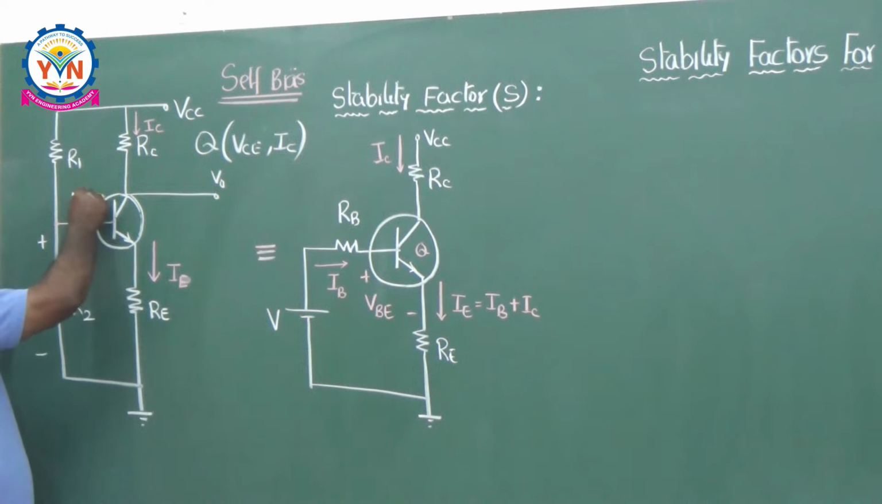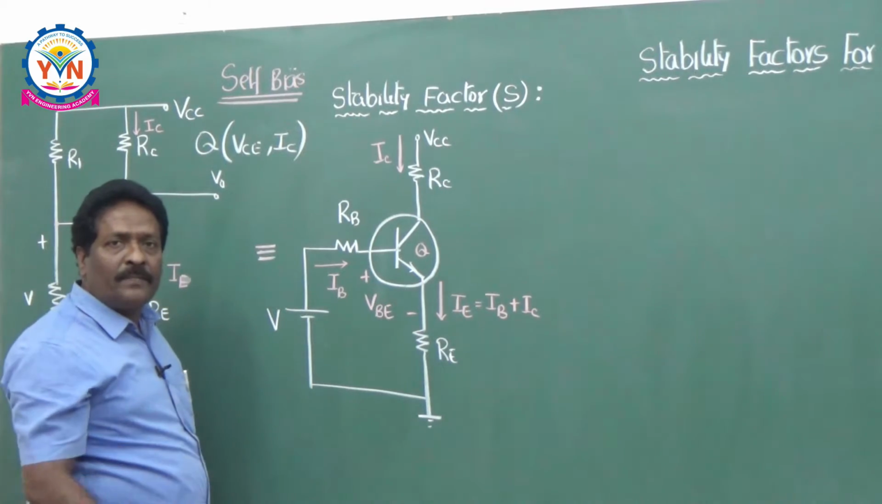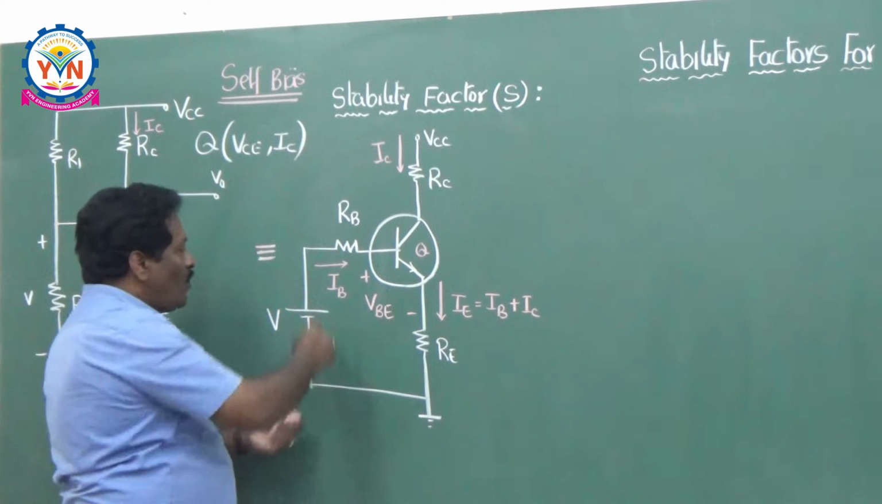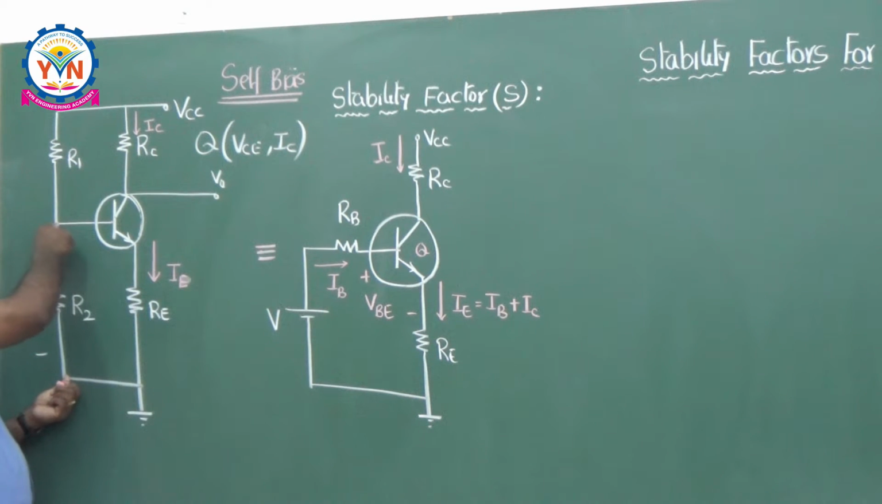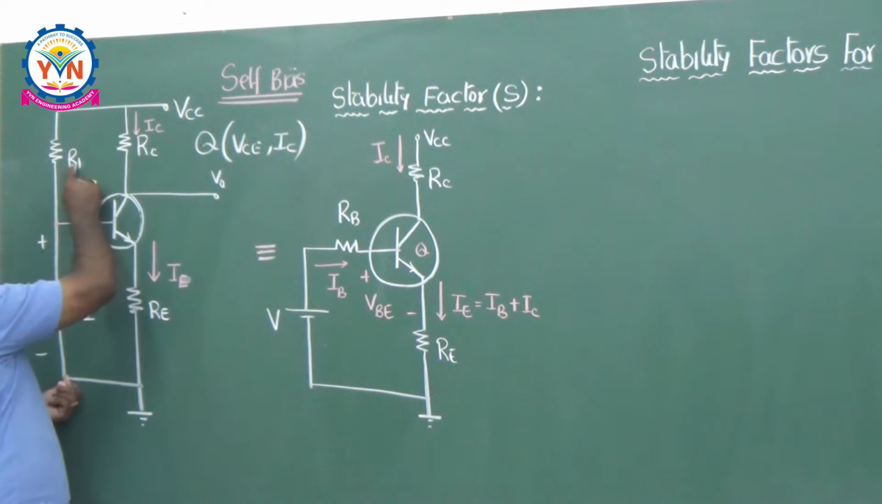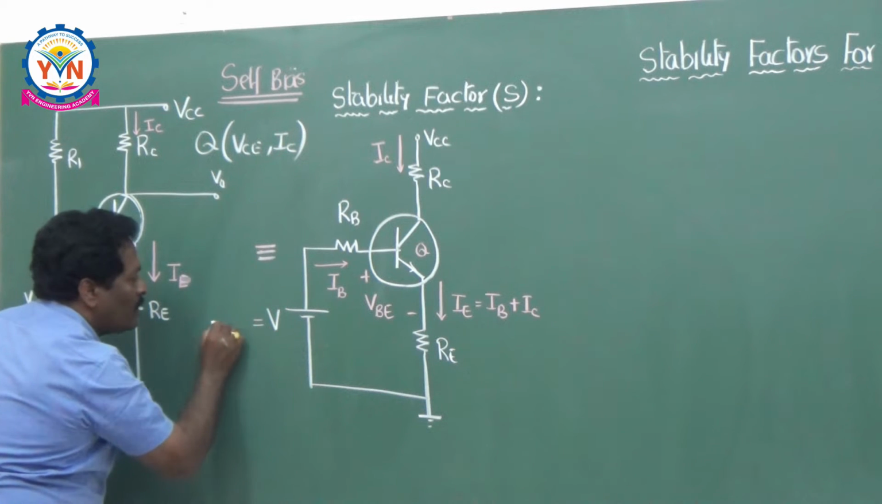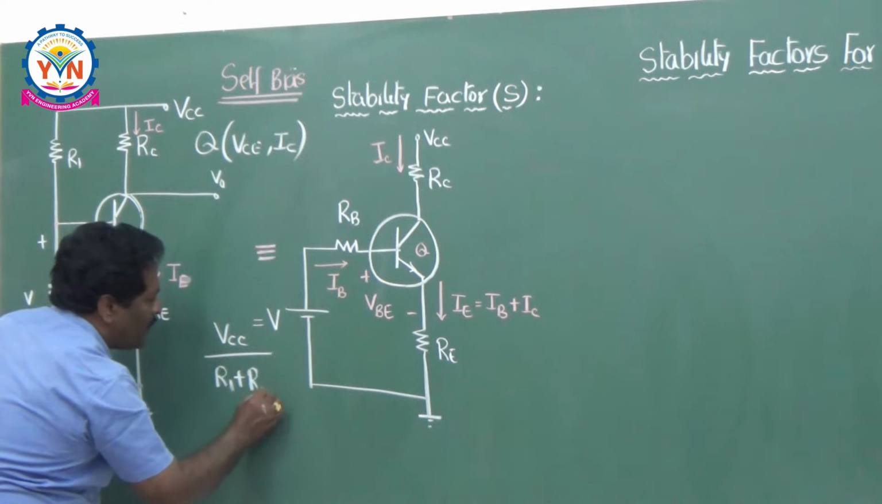To apply the KVL for this input loop, we have used this Thevenin theorem representation. What is Thevenin's theorem? Any circuit can be represented by a voltage source in series with a resistance. How much is the voltage here? The voltage across R2. What is the voltage across R2? VCC divided by R1 plus R2 is the current flowing through this, multiplied by R2. So, V is equal to VCC divided by R1 plus R2, multiplied by R2.